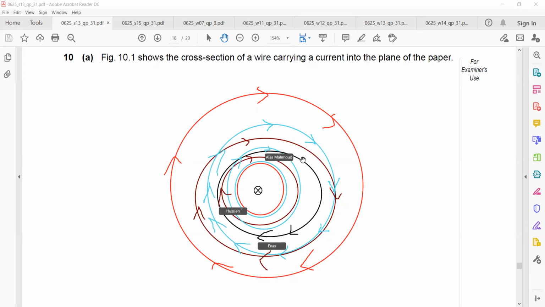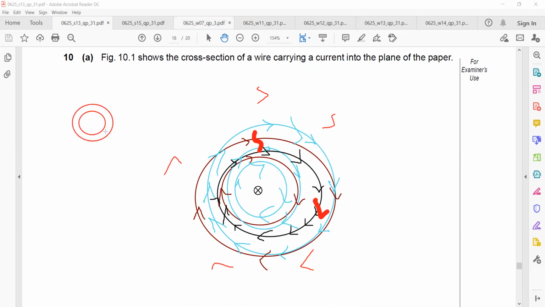Yeah, that's right. So this is how the magnetic field pattern or magnetic field lines will appear. The first two field lines should be closer and the third one will be away, which shows that the strength is decreasing.